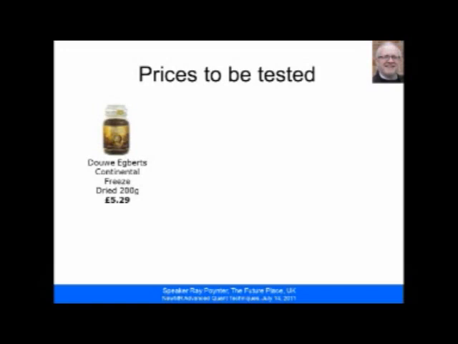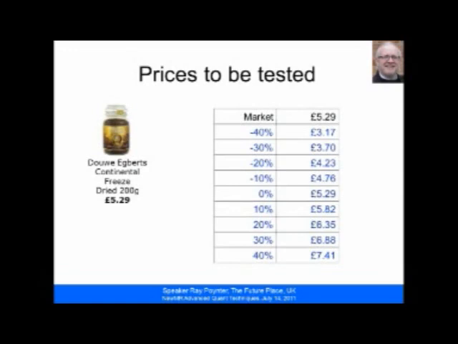Every one of those coffees has a price where it was on sale. So the Dow Egberts was on sale for $5.29. And what we would do in a traditional brand price trade-off is we would say something like, well, we want to test it for a minus 40% to plus 40%. So in this case, that'd be from £3.17 through to £7.41.